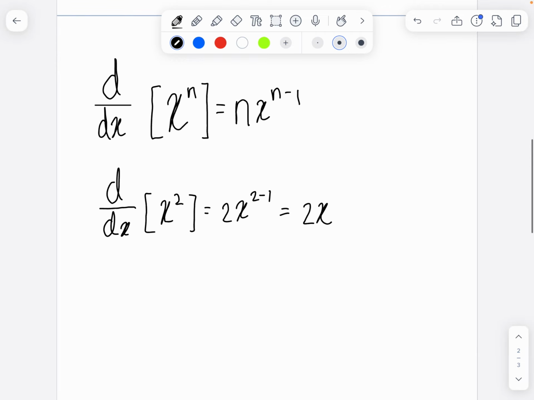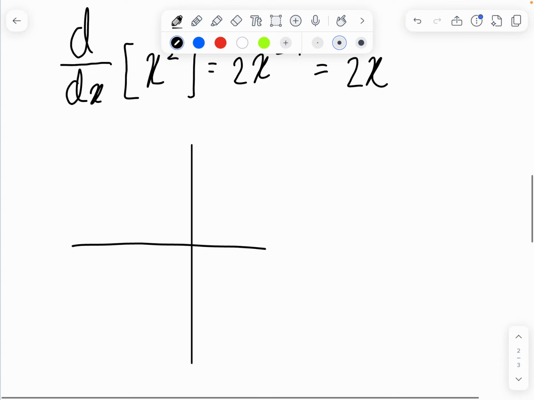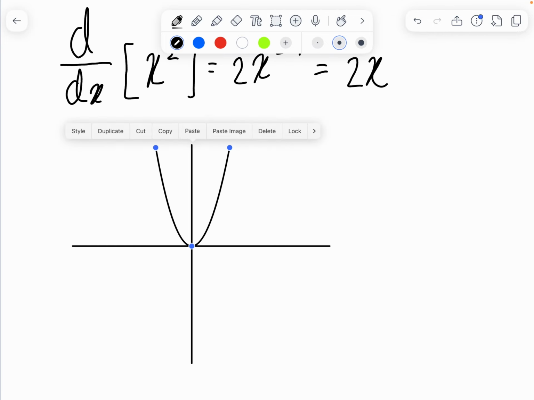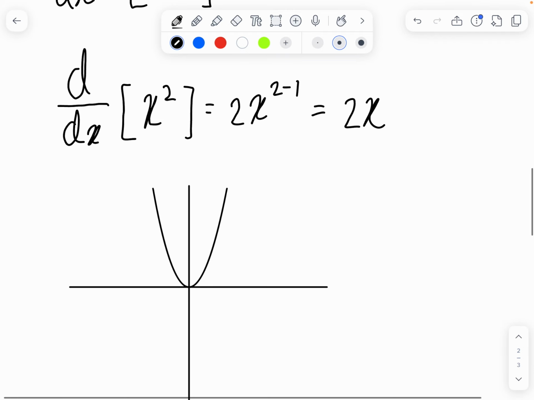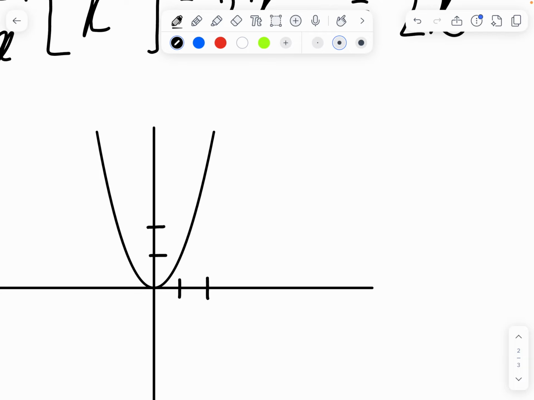And now let's apply this to a graph. I'm assuming all of you guys know what a parabola looks like, right? And this is going to be 1, this is going to be 2. 1, 2, 3, 4.